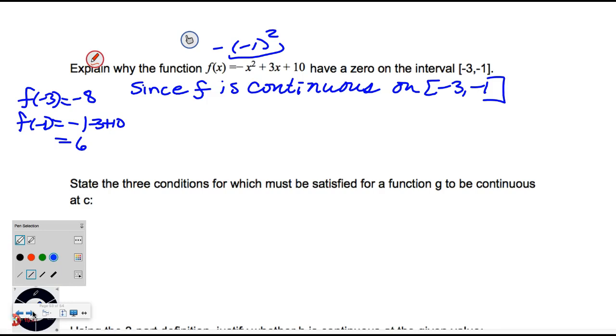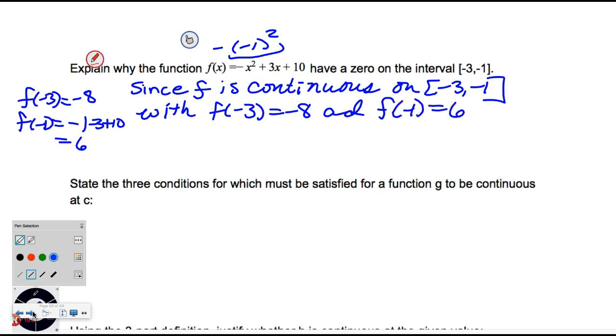But now you have to write it. You're going to say with f of -3 equaling -8 and f of -1 equaling 6. We're good. There's 2 points. You told me the function's continuous. You know the y values that it's going from. Has to pass through 0. What do I write next?